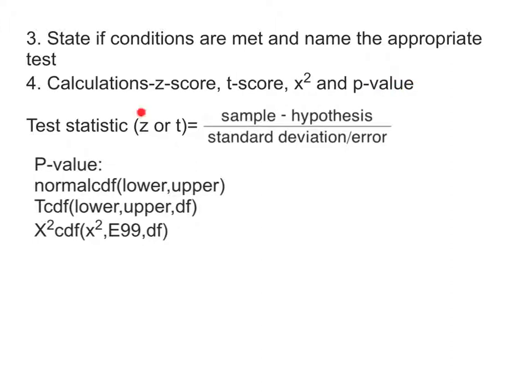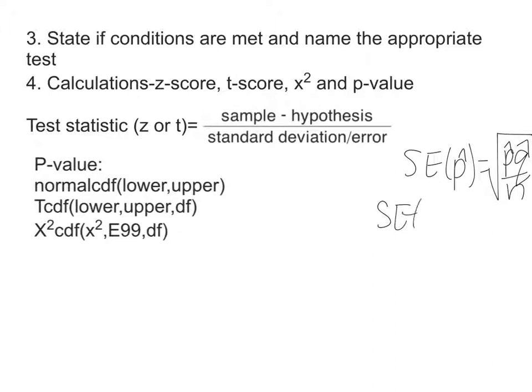Now remember that your test statistic, whether it's z or t, is the sample value minus the hypothesis divided by the standard deviation or the standard error. Sometimes we use the z-score to calculate probabilities, and in that case it's standard deviation, but normally with the hypothesis test it's a standard error. And we have a few formulas for that. Our standard error of p hat is the square root of p hat q hat over n. Standard error of x bar, the mean, is s over square root of n.